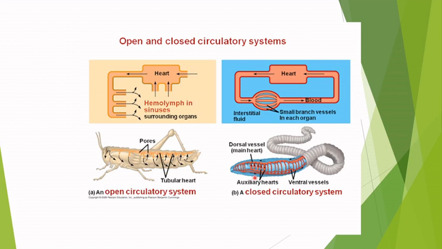The open circulatory system is typical from arthropods and mollusks. Not cephalopods, not the octopus, but yes, the gastropods and the bivalves. And the closed circulatory system is typical from annelids, some mollusks like the cephalopods, and the vertebrates.